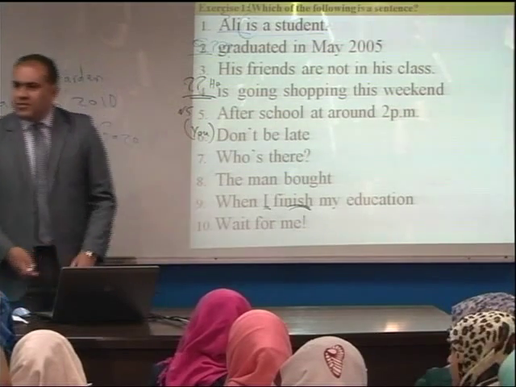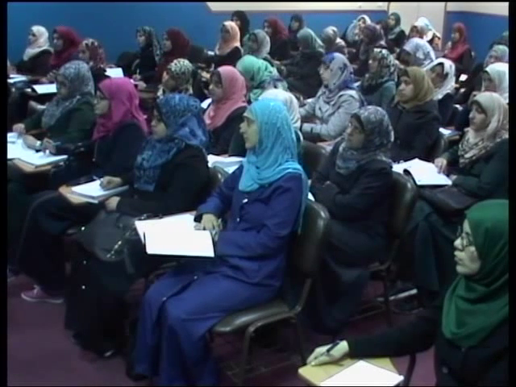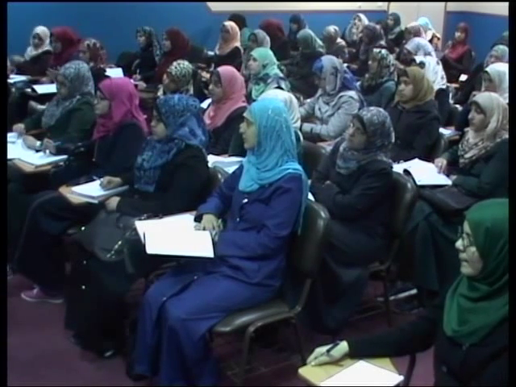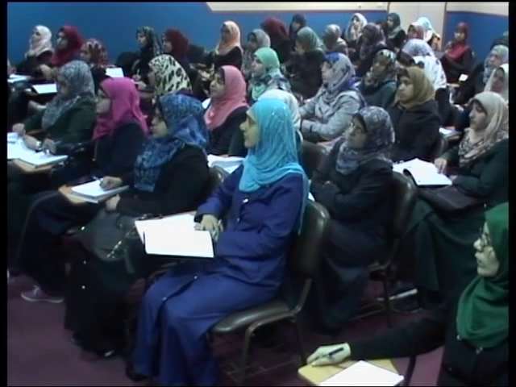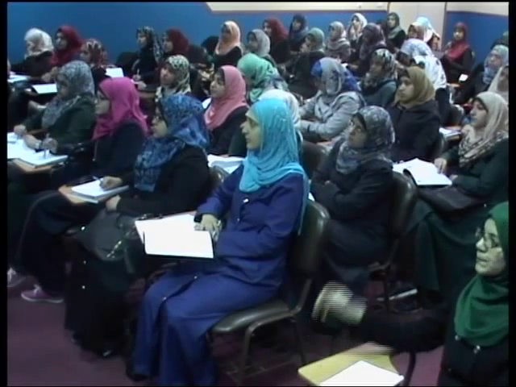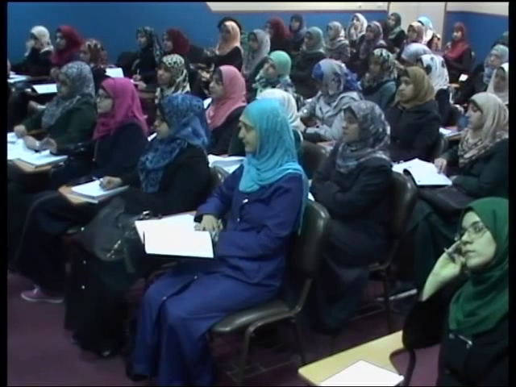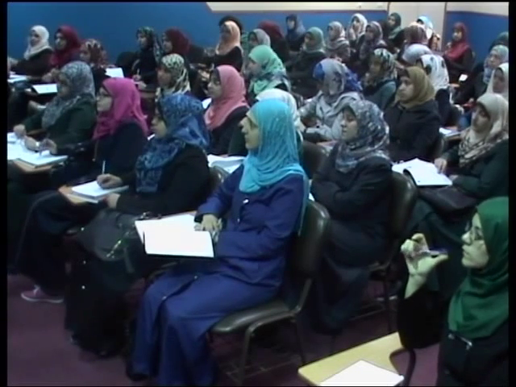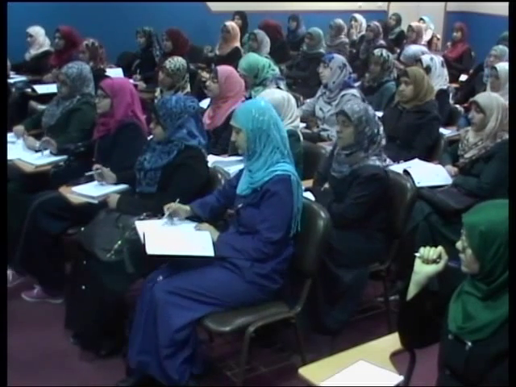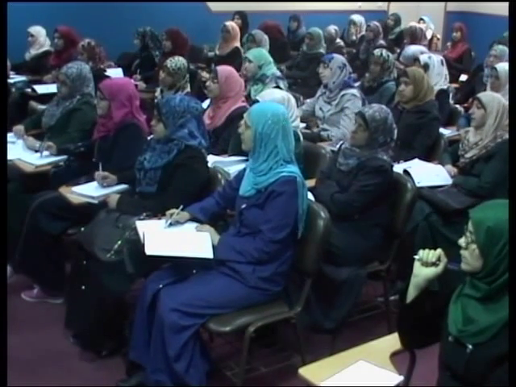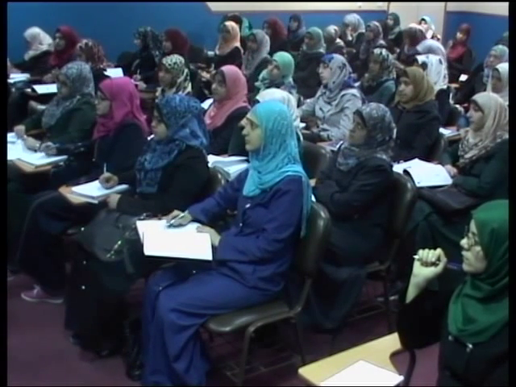When I finish my education, I will travel abroad. Okay. So now it is considered a sentence because it has a subject and a verb, and the meaning is complete. By the way, this is a kind of sentence we will talk about. It is called a complex sentence because it has a dependent clause, when I finish my education, plus an independent clause, which is I will travel abroad.